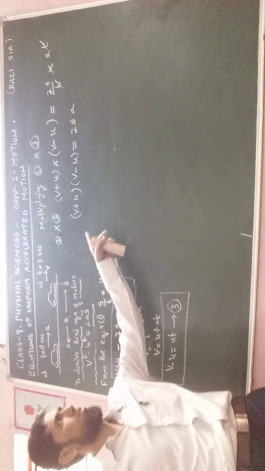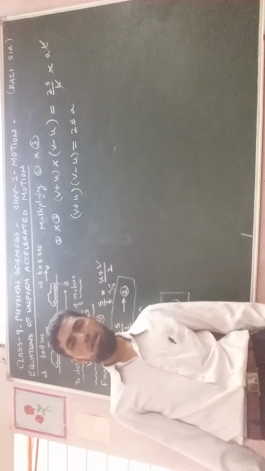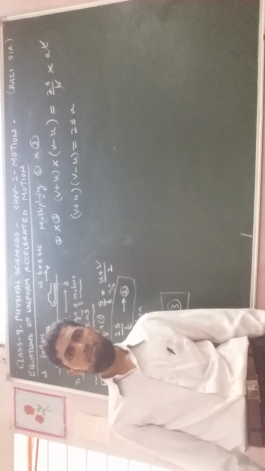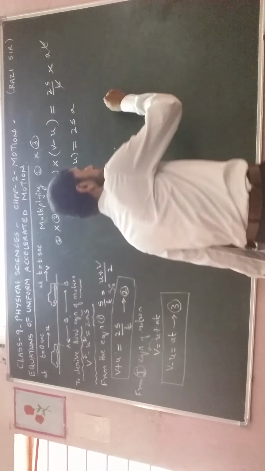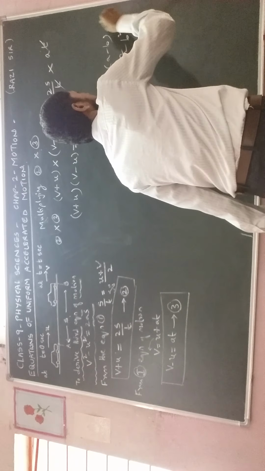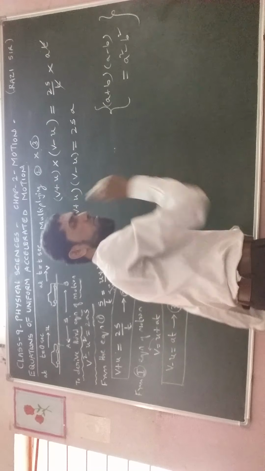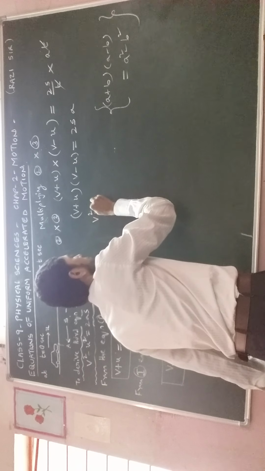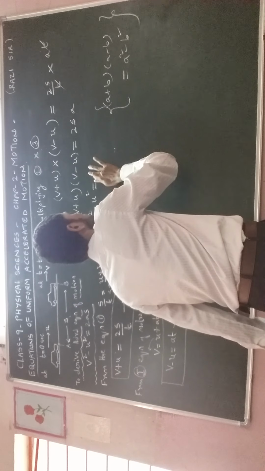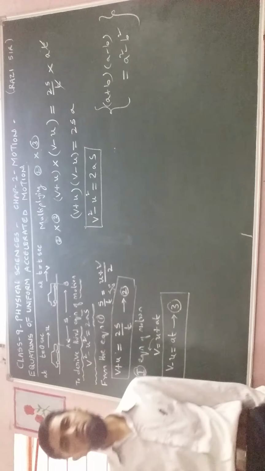Now we know the algebraic formula a plus b into a minus b. Yes, you can recollect. Any one of you, what is a plus b into a minus b? Right, it is a square minus b square. So using this formula we have v plus u into v minus u equal to v square minus u square, that is equal to 2as. What is this 2as? This is nothing but the third equation of motion.